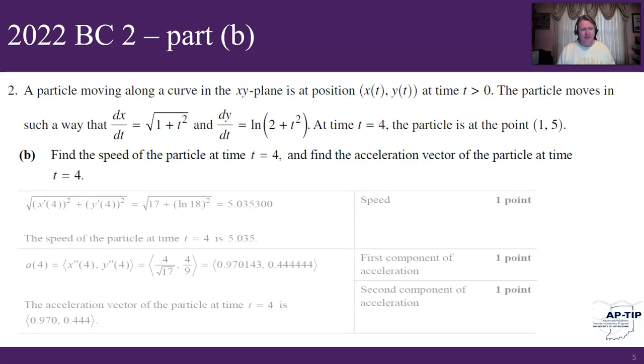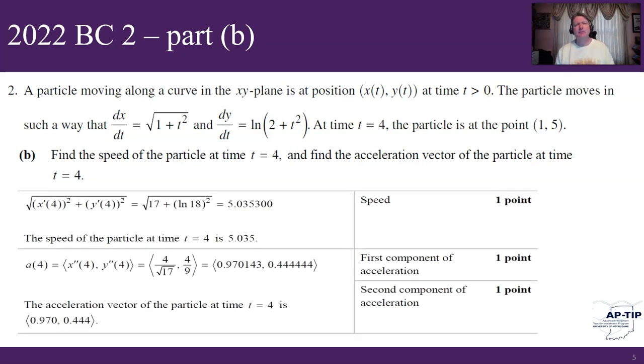So first of all, let's take a look at the exemplary scoring rubric. And this is a problem that is worth 3 points, quite a bit going on here. And so for the speed, we see that we want the student to know that we're taking the square root of the sum of the squares of the derivatives of our x and our y evaluated at 4. Like I said, a lot going on there. And so once that is assembled, whether it's simplified or not, right?